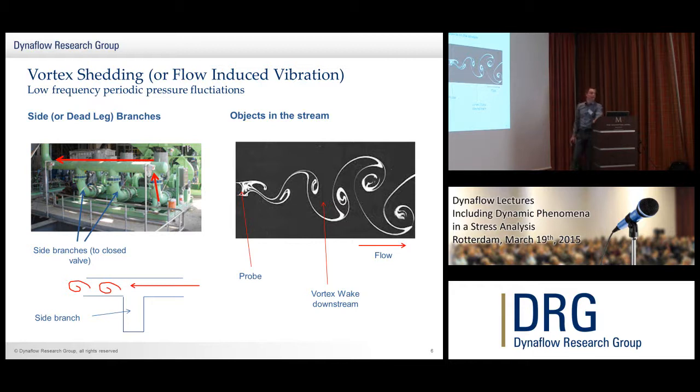On the right-hand side, there's a second mechanism where we can have vortices in flow. This is if we have a probe hanging into the pipe. This is a photograph of the flow field downstream of a cylinder with vortex shedding. You see the vortices moving downstream away from the cylinder. And this can also happen downstream of a probe, depending on the flow conditions and the Reynolds number.